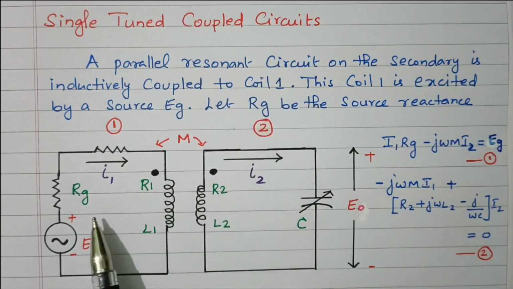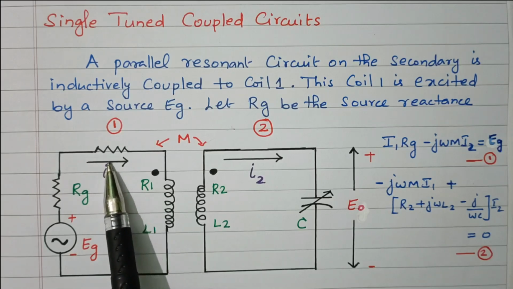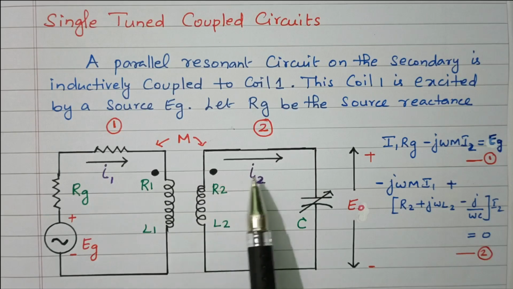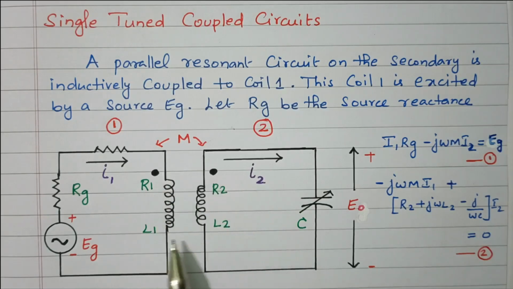RG is the source resistance. So we have one resistor available here. The capacitor is connected in order to tune the circuit. This is current I1, and this is current I2. M is the mutual inductance between L1 and L2.